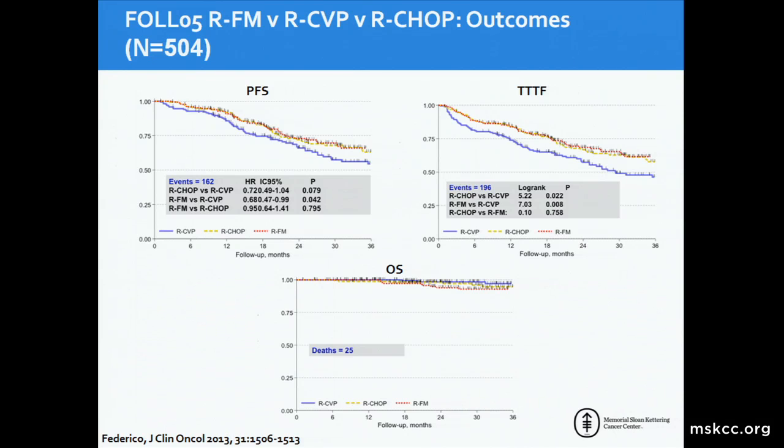These data have been reproduced by others, including the MD Anderson in the alternating triple therapy, suggesting that if you do too much up front, you can actually hurt survival out back.